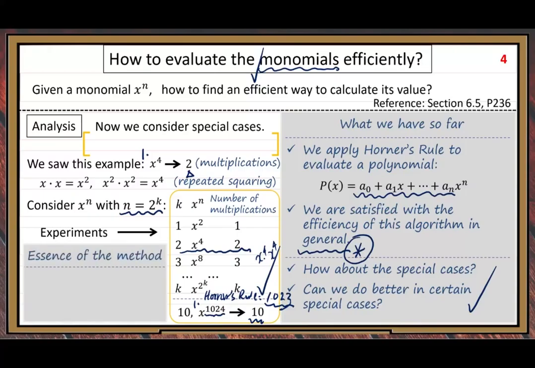So the essence of this method: reuse the resource as much as we can to save operations. So this point is very important in our algorithm class. Reuse the resource. This thinking is very important in our algorithms class.